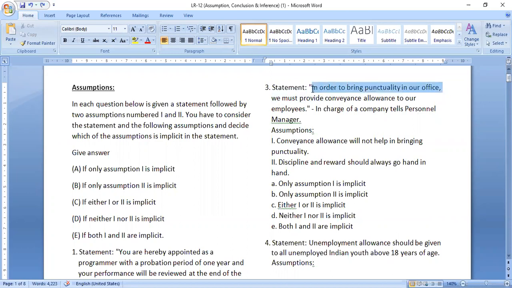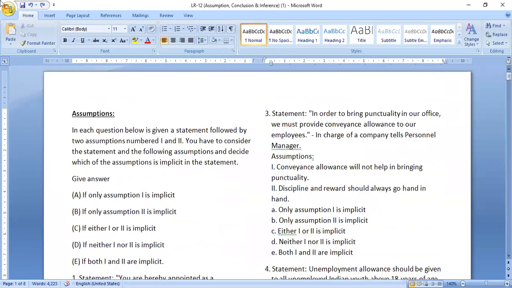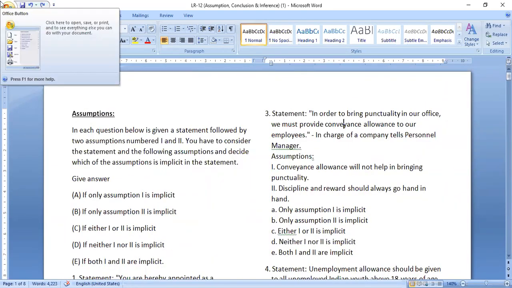I suppose you could rephrase that. So they're appealing to the moral nature of all their employees and saying because we're giving you money, we expect you to come punctual. Something like that, but it's not exactly like that. See, suppose you have your own company, I work at your company. I come late anyway, and then you say in order to bring punctuality in our office, you have to provide conveyance allowance. So you give me say 100 rupees a day for my convenience, but I still come late anyway. So the purpose isn't served, is what I'm trying to say.